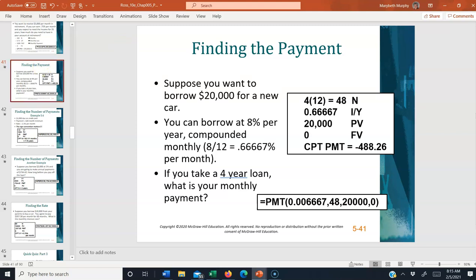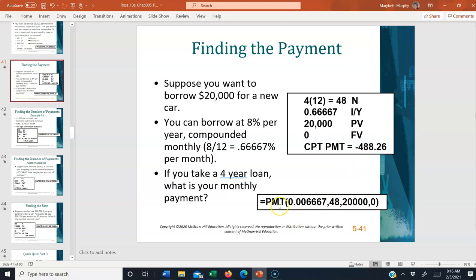So for a 4-year loan, 4 times 12 months out of a year is 48. So that's your N. Your interest rate per month is 0.66667. The present value is $20,000, what you're paying for the car today. If I compute the payment, that's $488.26. Okay, so you would have to make payments of $488.26.